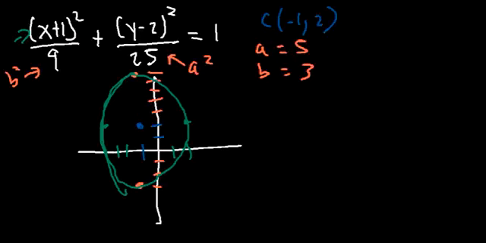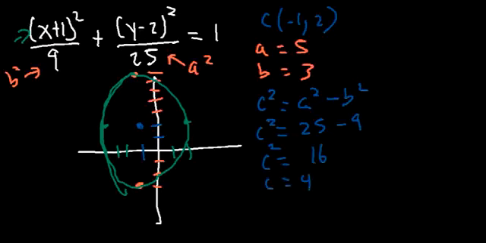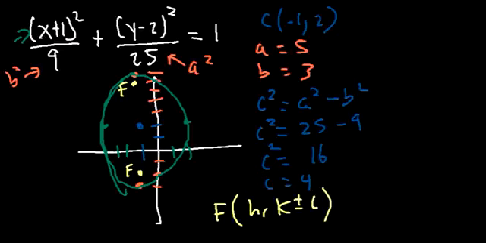And if you want to find the foci, solve for c. Since c squared is a squared minus b squared, we know a squared is 25, b squared is 9. 25 minus 9 is 16. The square root of 16 is 4, so c is 4. So you need to go up 4 units, which is over here, and down 4 units from the center. So that's the coordinates of the foci. But to write it, this time it's not h plus or minus c, it's h comma k plus or minus c, because the major axis is vertical.